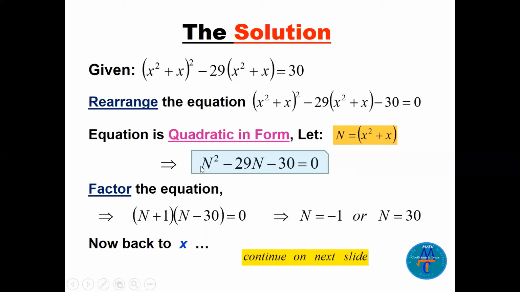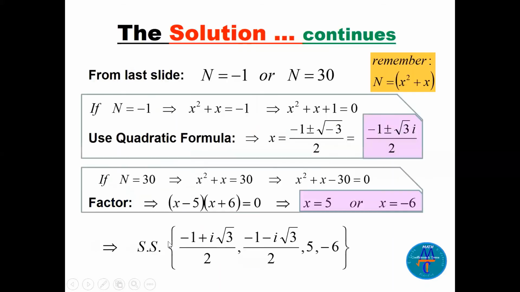Now remember, we need x, not n. So we go back to x. Continuing on the next slide, n will be minus 1 or n will be 30. So if n is minus 1, I put back n here. n is x squared plus x.